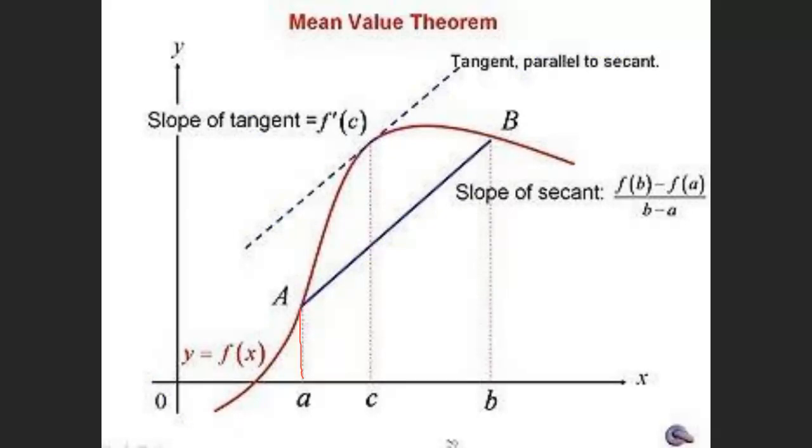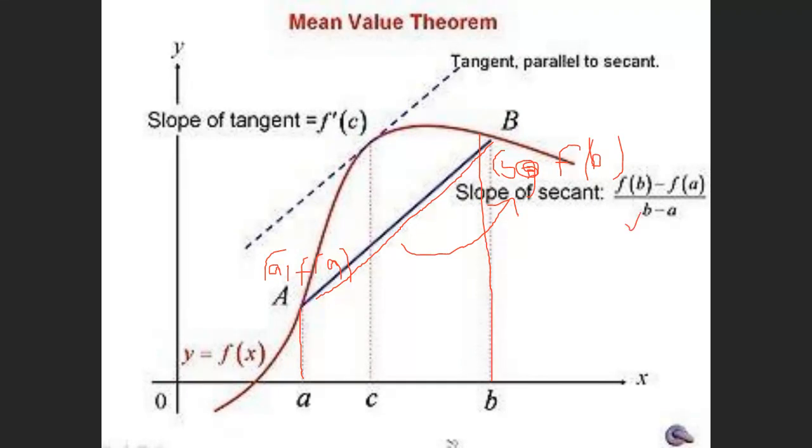What are the coordinates of this point? The x value is A, so the y value will be f of A. Similarly, at point B, the x value is B, and the y value is f of B. These are the coordinates of points A and B. If I pass a line between these two coordinates, that is the secant line. And as we know, the slope of the secant line is f of b minus f of a divided by b minus a.